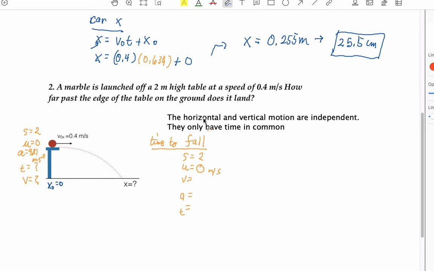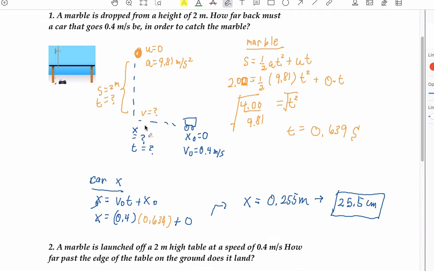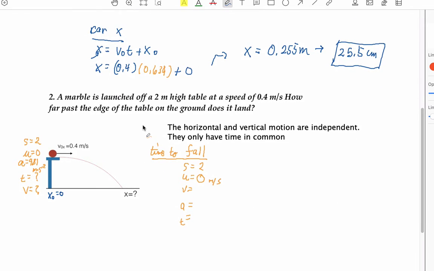What we said, horizontal and vertical motion are independent. What that literally means is that any value for x is an x value, any value for y is a y value, and we treat them independently. So in other words, the buggy problem with the marble is in fact identical in so many ways to the marble being launched horizontally. We don't know v, a is 9.81, and t is unknown. So let's get the time to fall.